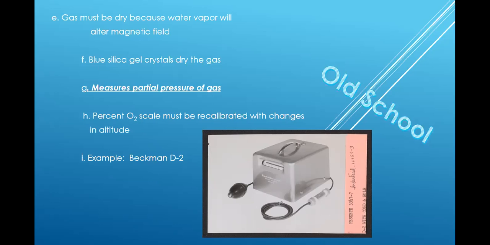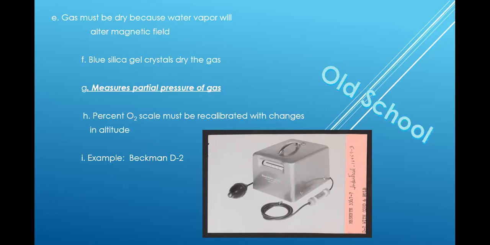Now, the blue silica gels are the same little things that you have in your new shoes. When you buy a box of new shoes, there's a little pack that says, do not eat. That's blue silica gel crystals. They dry the air in the box so the shoes don't mildew in transport. They could be on a boat coming over from wherever they were made, and they could get soggy or mildewy. So they put those little packs that say do not eat in there to keep it dry. The box will be nice and dry and fresh when it gets to you. Blue silica gel crystals dry the gas, and the analyzer measures partial pressure.